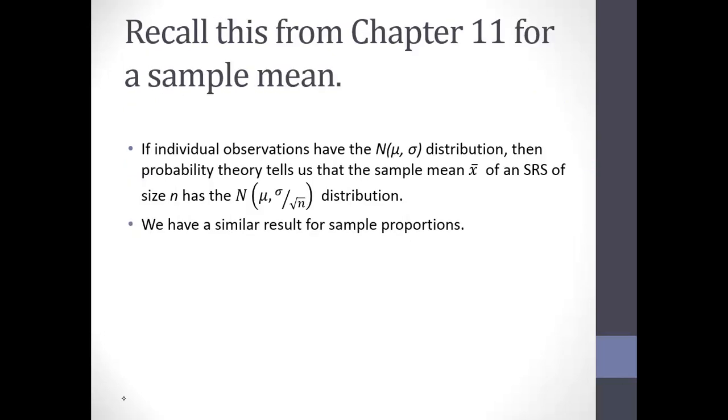So again, going back to chapter 11, we're always building on what we've done before. Remember that if our individual observations have a normal distribution, we saw that our sample mean had a normal distribution as well. This was our sampling distribution. And the good news is that we have a similar result when we're working with a sample proportion.